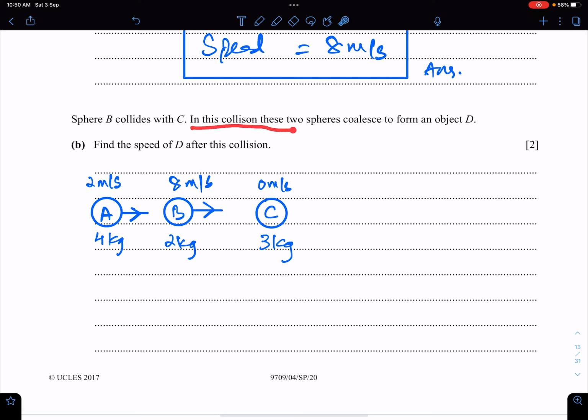In this collision, these two spheres coalesce to form an object D. So this is the sketch after the collision of B with C, and this object is known as D. The final velocity of this object after the collision would be V, and the combined mass would be 5 kg. And the question is: find the speed of D.